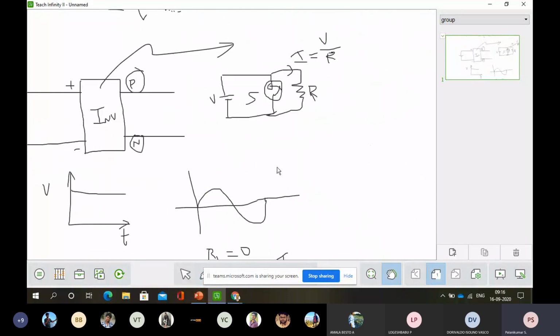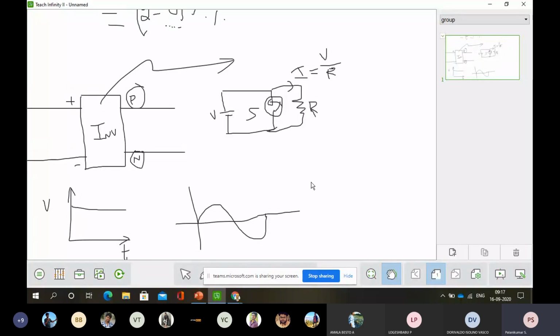So if I close the switch, the resistance becomes zero. Earlier it was very high resistance, an open circuit, so there was no current. Now it is closed, so this resistance is zero compared to this, and all the current will flow through this one only. Now if I keep switching on and off, say in 1 second, on 60 times and off 60 times.